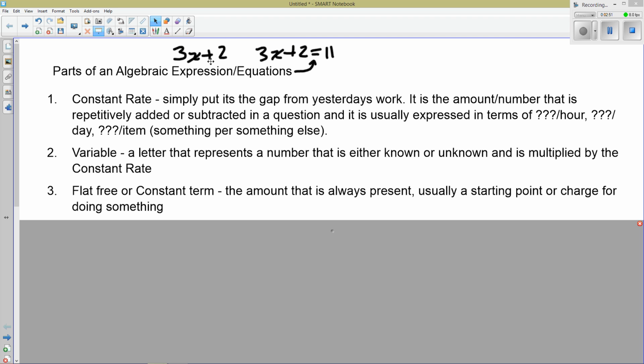Suppose I had somebody come into my house. The 2 would represent their transportation costs. The X would represent how many hours they're going to work. And this would represent what I'd have to pay them per hour. This might be an expression that represents rental costs. It might be $2 for insurance, $3 to rent the canoe, and X could represent the number of hours or units I'm going to rent it for.